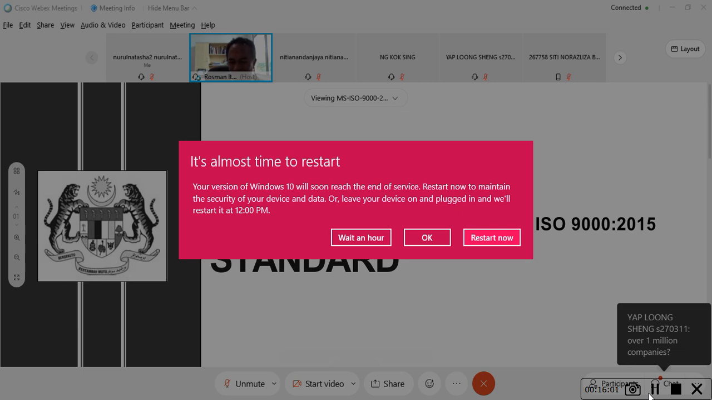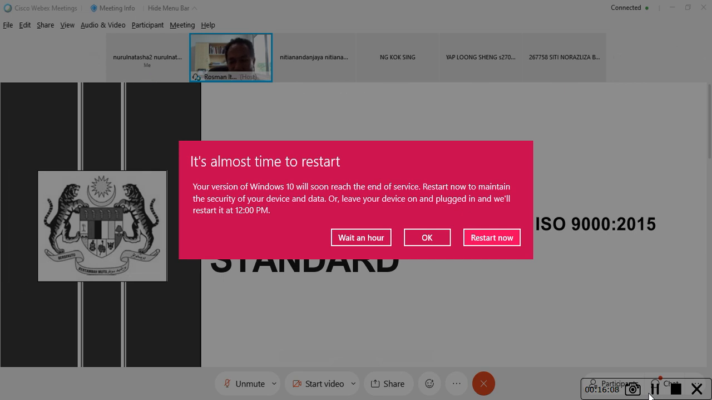Over 1 million? Are you sure? That is for all over the world maybe, but for Malaysia it is no. Yes, all over the world, more than 1 million. Long Sheng, maybe your statistic here is for all over the world. Malaysia is not even 1 million.